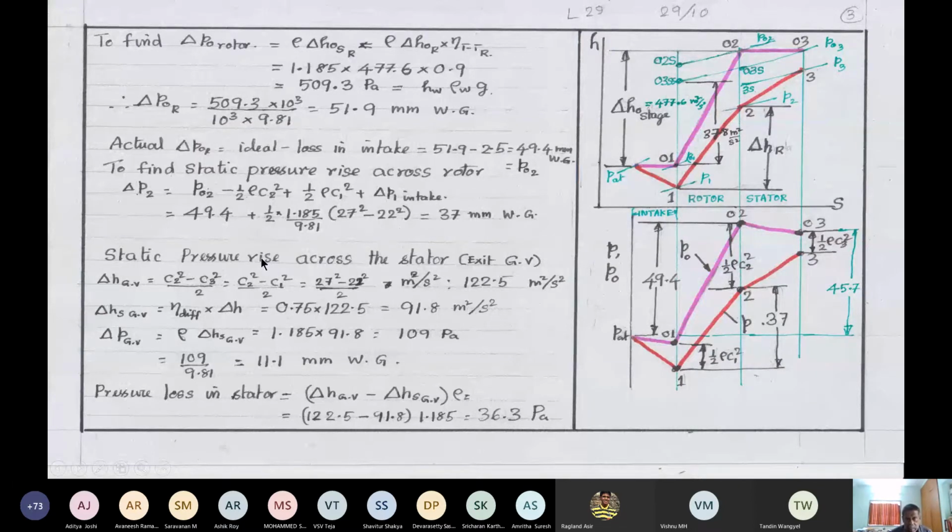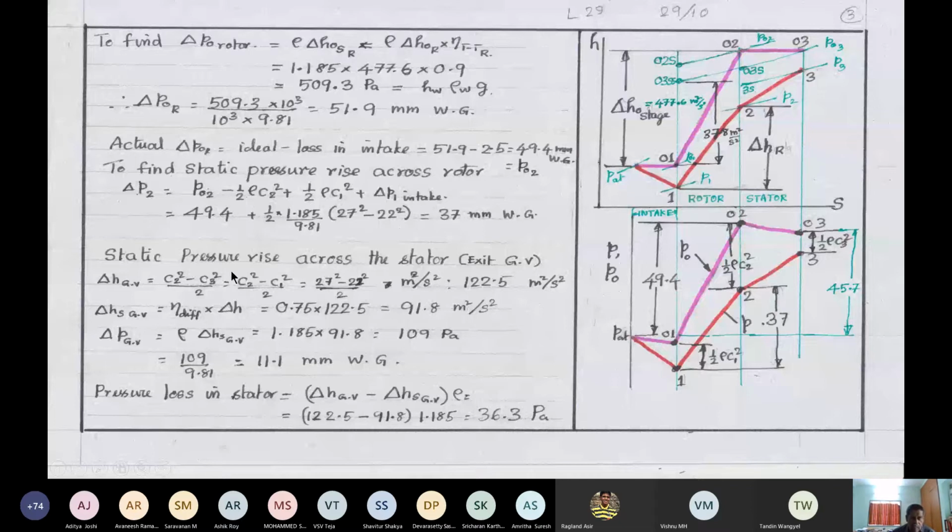Next, the guide vanes static pressure rise. So it should actually be P3 minus P2. So P3 minus P2 we have to find out. We'll see how we proceed. So we first find out the delta H of guide vanes, that is equal to C2 square minus C3 square by 2.